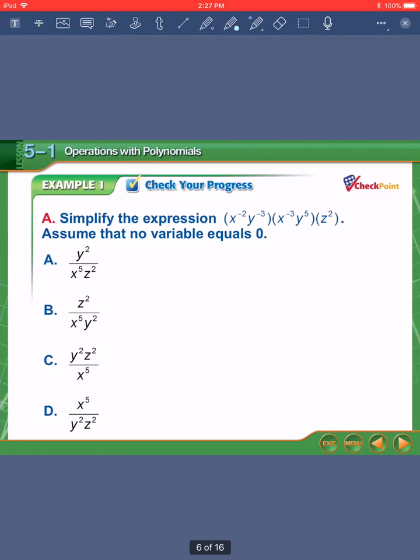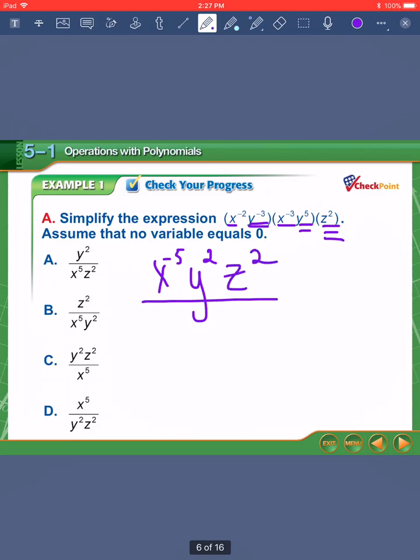Okay, so I'm simplifying some more, so I'm multiplying. So x to the negative second, y to the negative third, times x to the negative third, y to the fifth, times z squared. All the x's I'm going to go ahead and add together. So x to the negative second times x to the negative third is x to the negative fifth. Got y to the negative third and y to the fifth. Add those together and I get y to the second. And I only have the one z squared here.